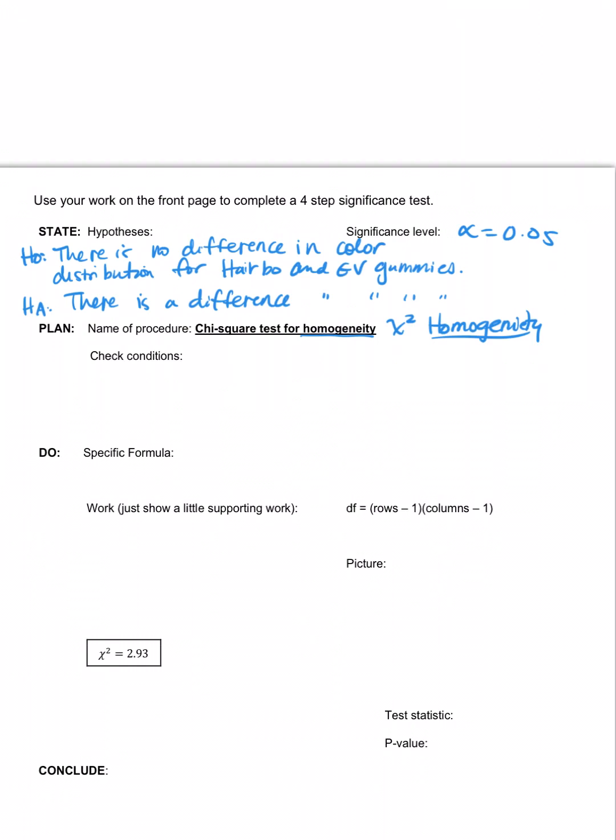All right, checking conditions. Nothing changed here except we have 2 populations. So, random: were both our samples random? Yes. Okay.